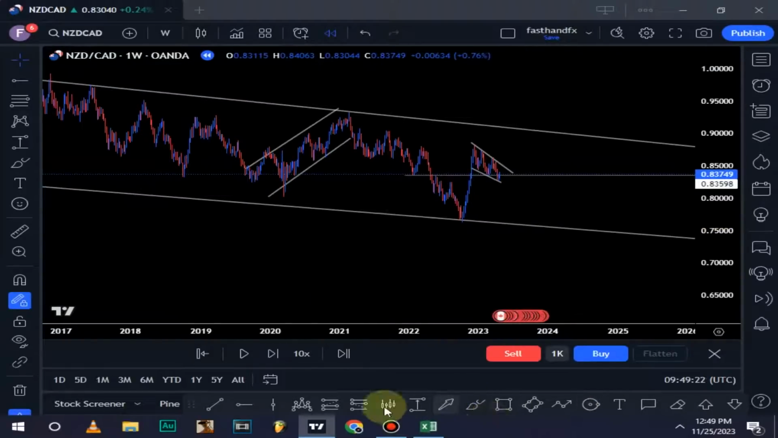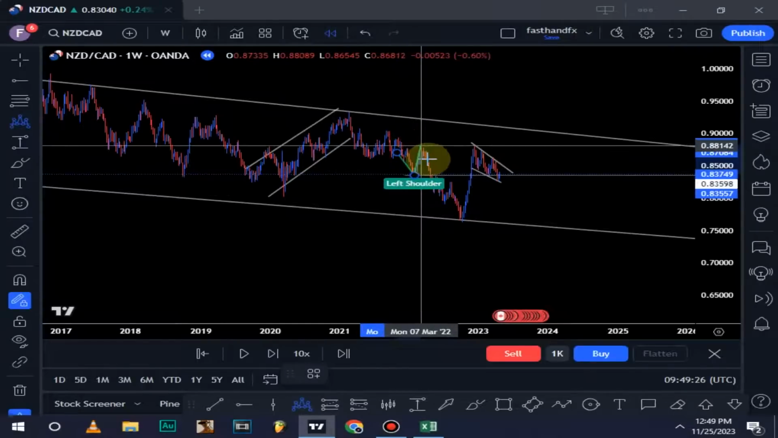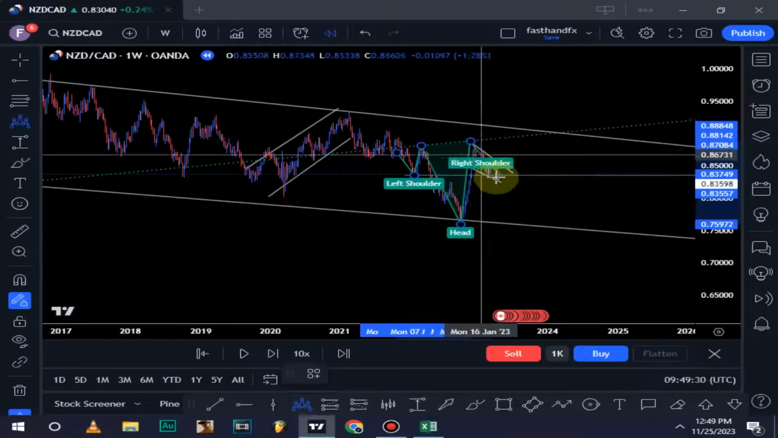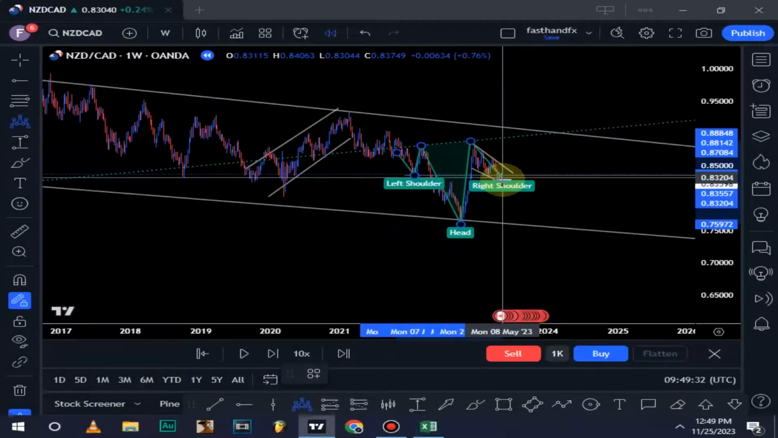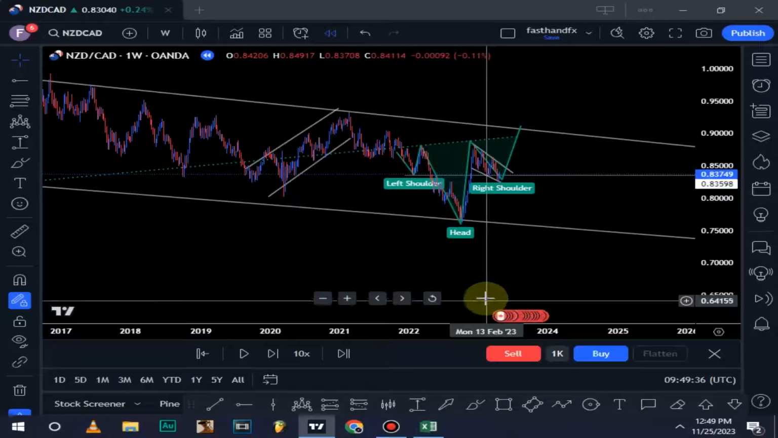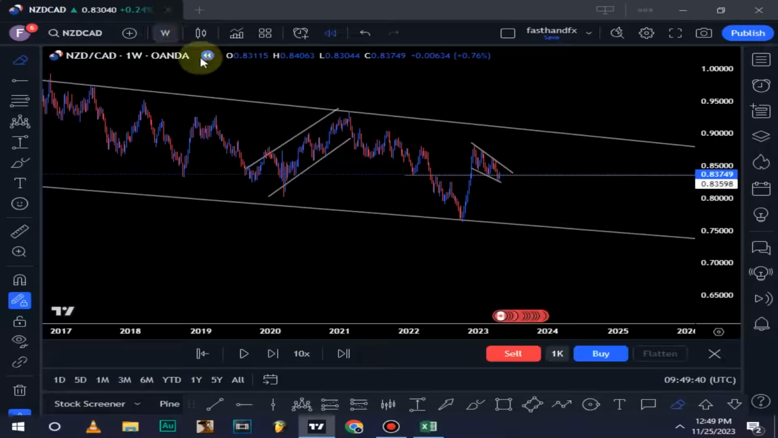Look at this. Let me take you with this tool right there. This is the left shoulder right there. Market gave us a head back to give us a neckline. Guess what? This is a damn right shoulder, and yes sir, our bias is valid. All right. So if that's the case, let's continue.